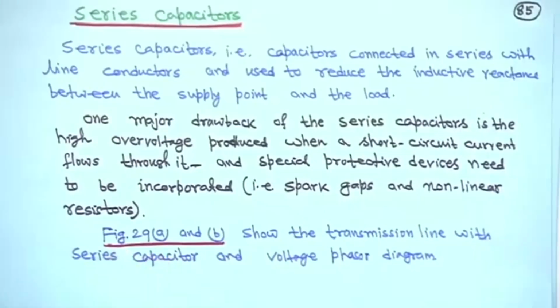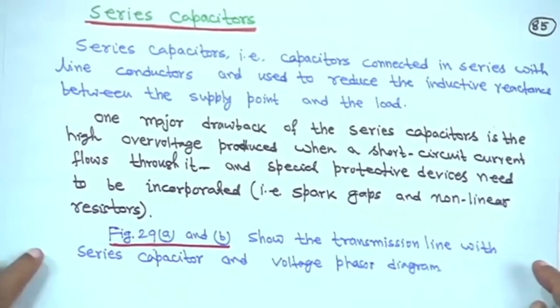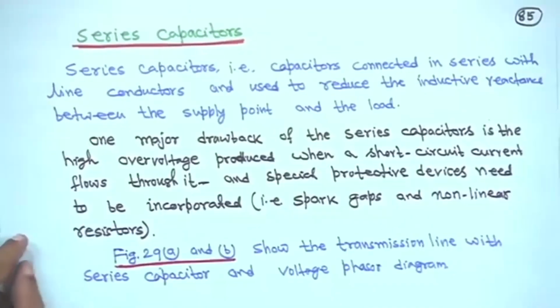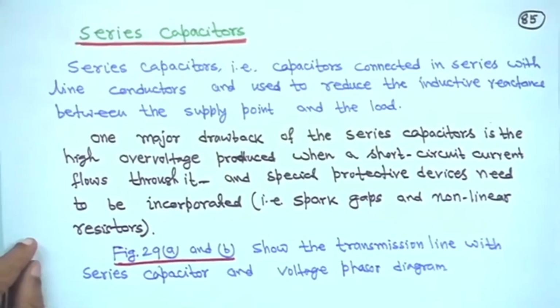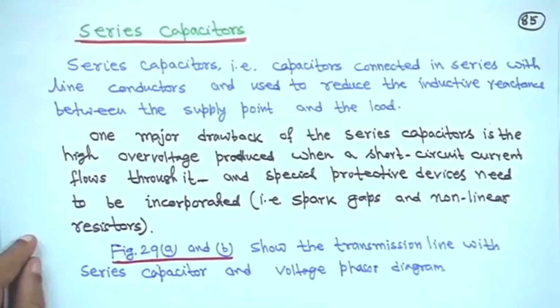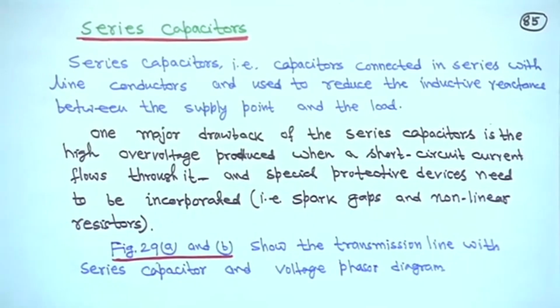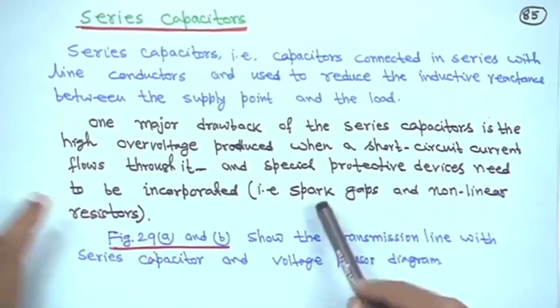Next is the series capacitor. The series capacitor is connected in series with the transmission line, such that the inductive reactance will be compensated by the capacitive reactance, but those things are not discussable in this course. Resonance is another problem for series capacitors, but we will not discuss that. One major drawback of the series capacitor is the high overvoltage produced when a short circuit current flows through it, and special protective devices need to be incorporated, such as spark gaps and nonlinear resistors. These two also we will not discuss here.